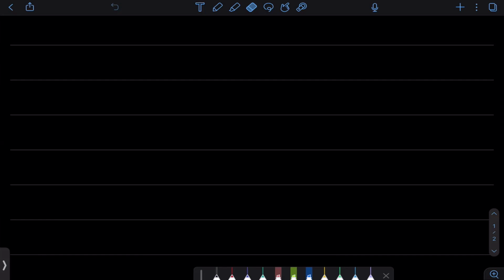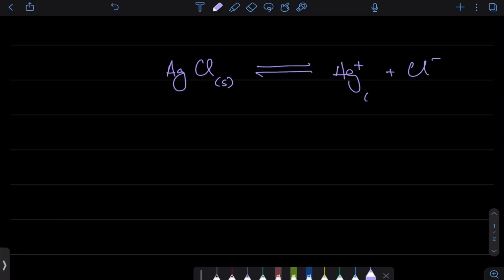Let's take a simple example of silver chloride. Now, if I add silver chloride to water, what I expect is that it should break down into silver ion and chloride ion, and they should be aqueous. So they should move around, and that is what I would expect to happen. I want it to dissolve. And it does do that. Whenever you add silver chloride to water, there are going to be ions that become aqueous, and there's going to be solid left over.